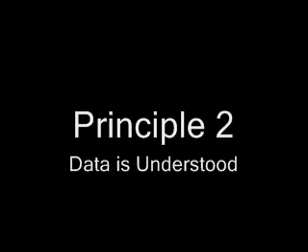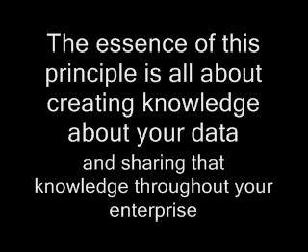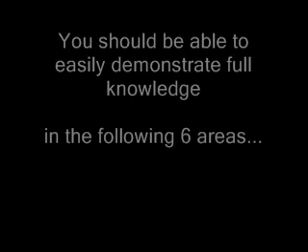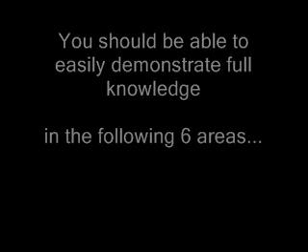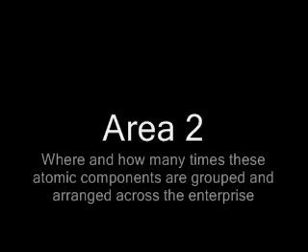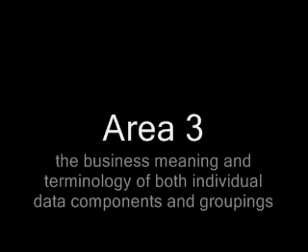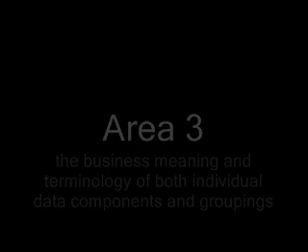Principle number 2. Data is understood. The essence of this principle is all about creating knowledge about your data and sharing that knowledge throughout your enterprise. You should be able to easily demonstrate full knowledge in the following 6 areas. Area 1. The atomic data components that are mission critical to the business. Area 2. Where and how many times these key atomic components are grouped and arranged across the enterprise. Area 3. The business meaning and terminology of both individual data components and groupings.